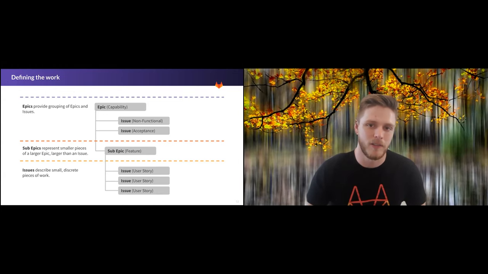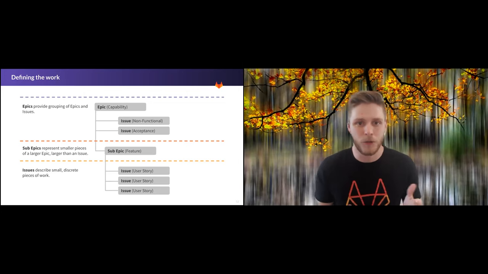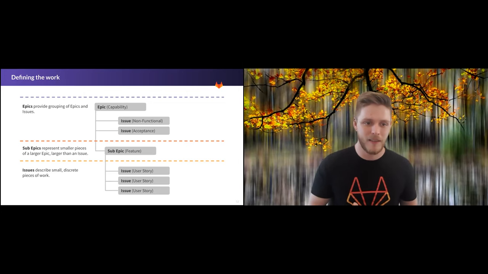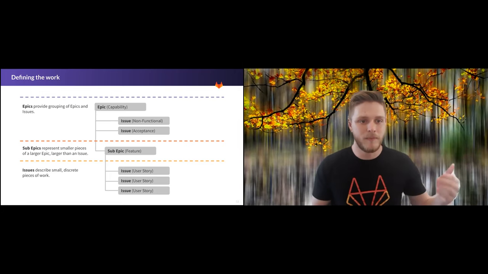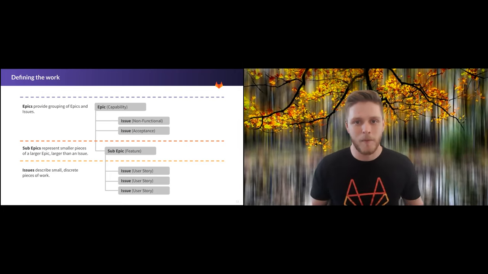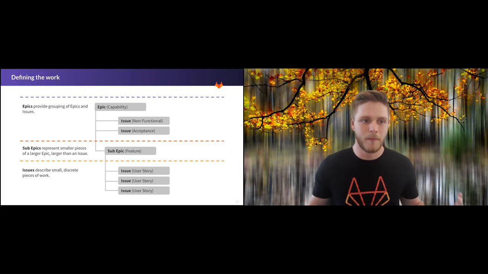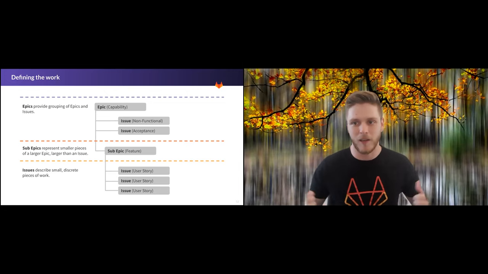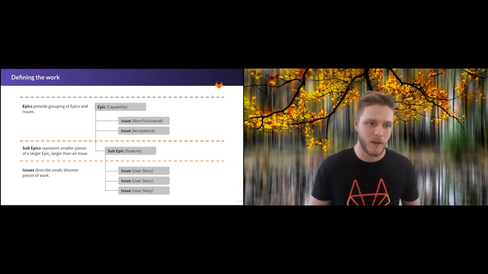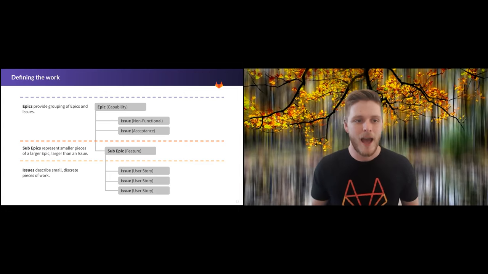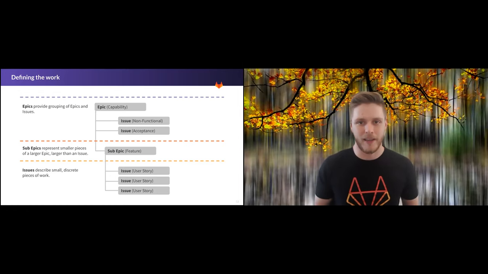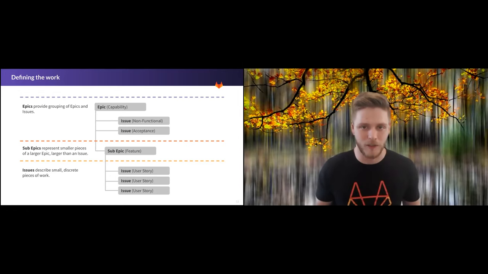And there's two different levels of that. Well, two and a half, because epics can have sub-epics. Epics are a higher level. They tend to be capabilities or long-running pieces of work, things that are going to take you a little bit longer and have a bit more meat in what you need to do. Contrasting with that, you have your issues, and these tend to be very small and discrete pieces of work. They're your user stories and your functional acceptance criteria.